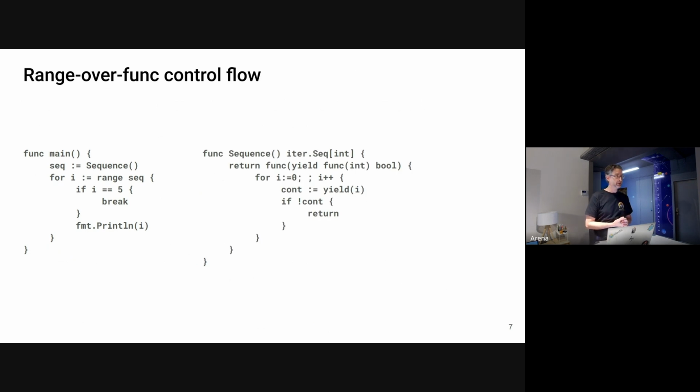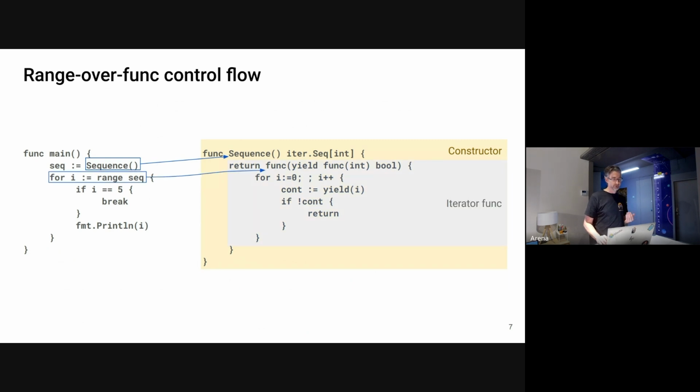And this is now the implementation of the iterator itself. We can see we have this signature Seq with only one return value. And if we execute this code, first we call the constructor, which then returns the function, which is actually the iterator function.